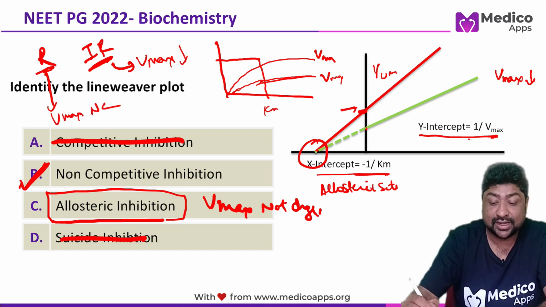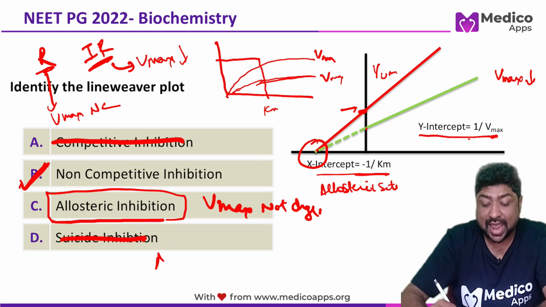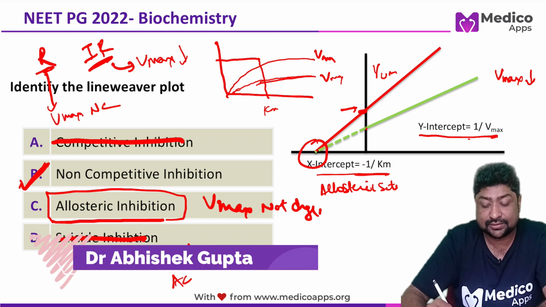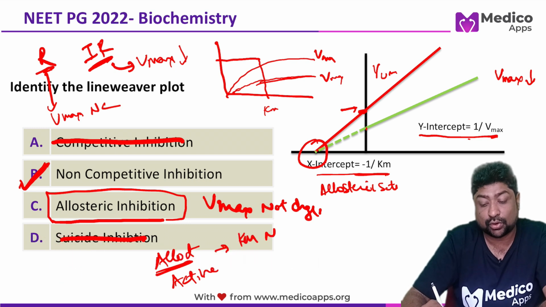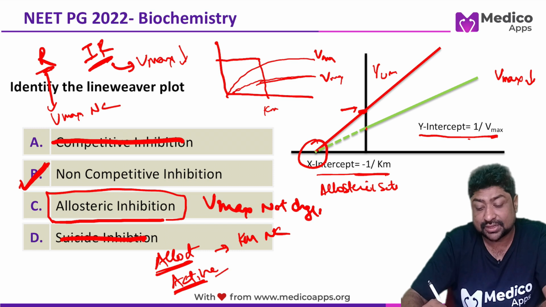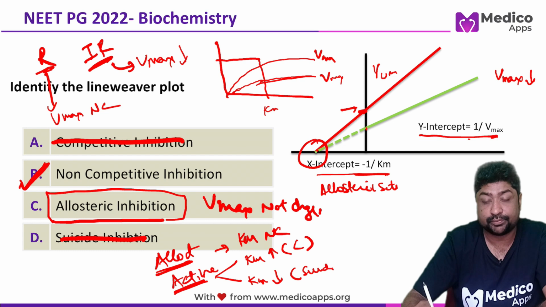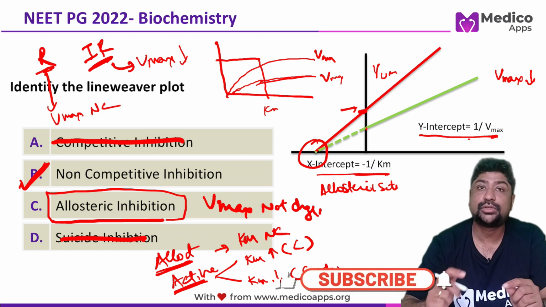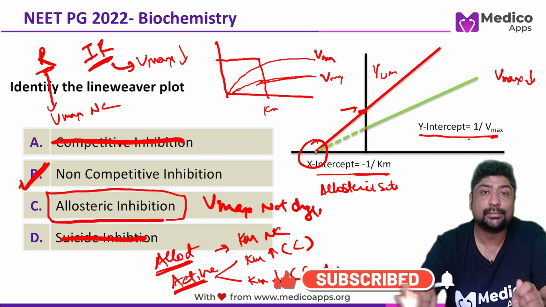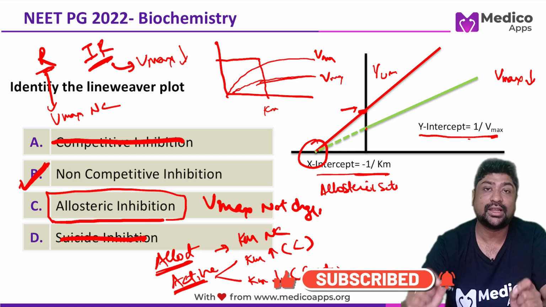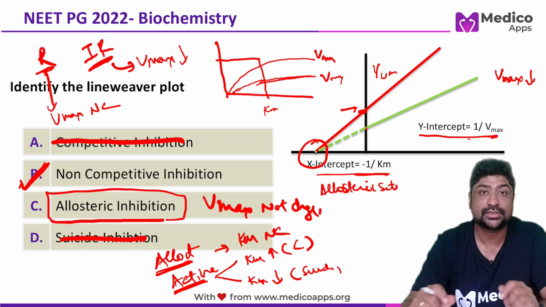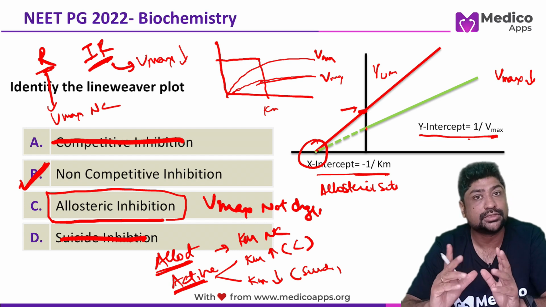The next concept is whether it is acting on the allosteric site or the active site. Whenever it is acting on the allosteric site, the Km value will not change. If it is acting on the active site, depending upon whether the Km value is increased, it is called competitive inhibition. If the Km value is decreased, it is suicide inhibition. So if you just revise this video once or twice, you will be able to solve any question on enzyme inhibition with confidence. Any question, any chart which is given to you.